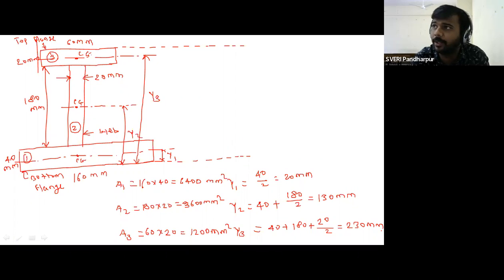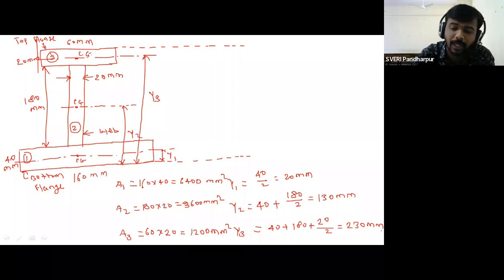How is it 40 plus 180 divided by 2? Sometimes we make it 180 plus 40 and divided by 2. It is not like that, because the second vertical rectangle has its original vertical dimension of 180. So we have to take the CG of section 2 only. For that particular section we find the CG, so we take its own vertical dimension divided by 2, and the remaining distance we add as it is. Okay, so these are all important dimensions.